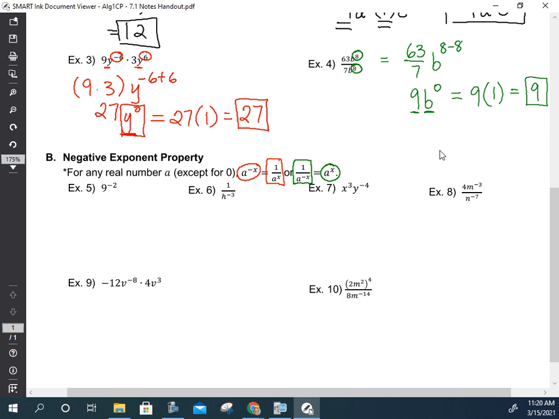So we're going to start with some basic examples before we graduate to harder problems. Let's start with a basic example: 9 to the negative 2 power. You have a negative exponent.